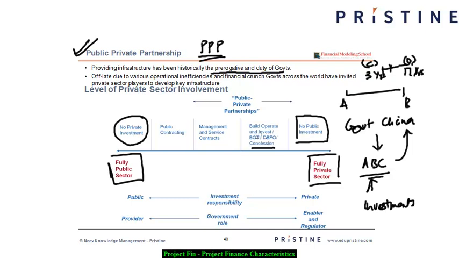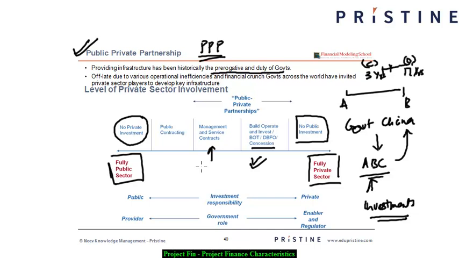Similarly, another agreement could be build, operate, and then transfer. So essentially, what ABC would do is that they would build this road, operate it for a few years, and then transfer it back to the government of China. Now, out here, clearly the investment risk is also being borne by ABC. What you could also have is that the government gives it out as an outsourcing contract.